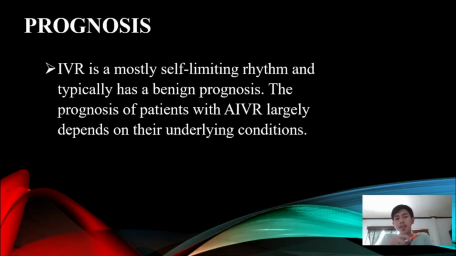Idioventricular rhythm is a mostly self-limiting rhythm and typically has a benign prognosis. The prognosis of patients with AIVR largely depends on the underlying conditions.